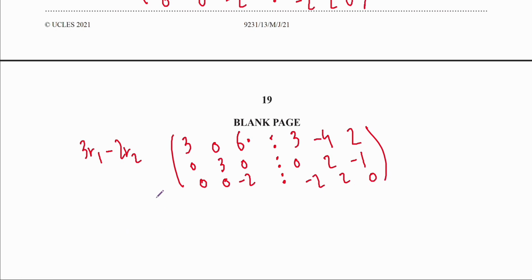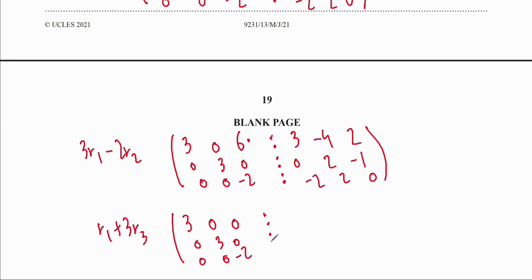Okay. Now what we're going to do is we're going to do row 1 plus 3, row 3. What are we going to get? Okay. I'm going to have 3 plus 0. So that's just 3. I'm going to have 0 plus 0 is just going to be 0. I'm going to have 6 plus minus 2 times 3. So that's 6 minus 6, which is 0. Okay, that goes away. Now this is 0, 3, 0 in the second row. And the third row is 0, 0, minus 2.